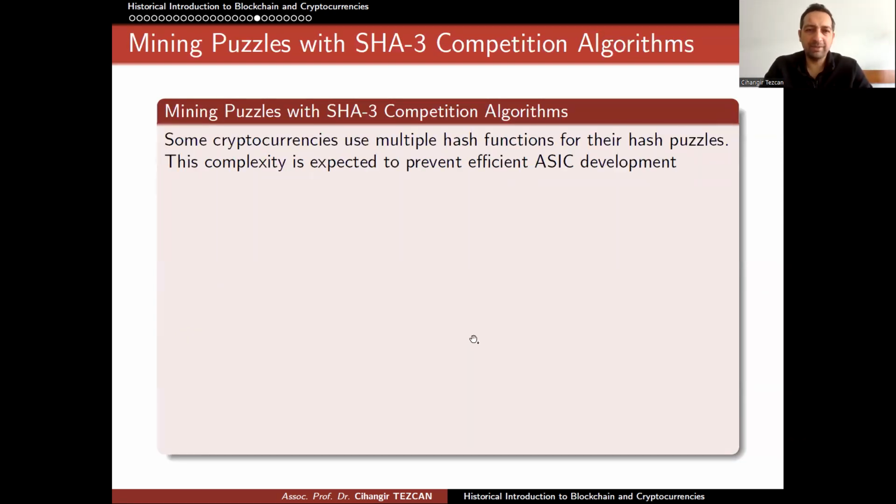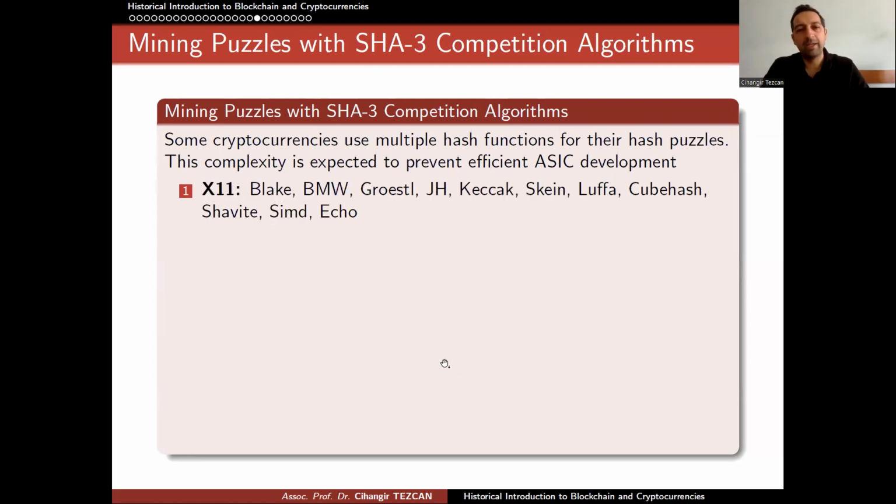So mining puzzles are really interesting because in the case of Bitcoin, people provided dedicated hardware called ASICs, which can perform double SHA-256 in a very fast way. So people thought that if we use multiple hash functions, then it will be hard to produce a dedicated device for that. This way we can keep mining with CPUs and GPUs.